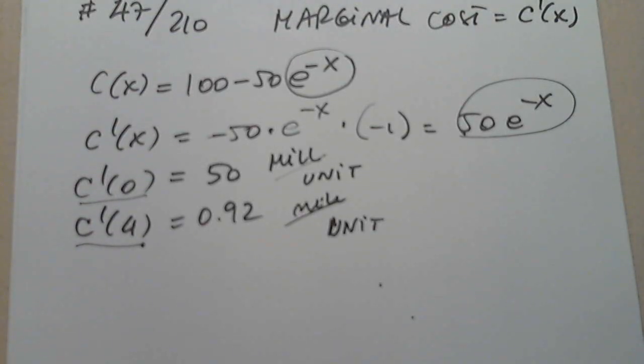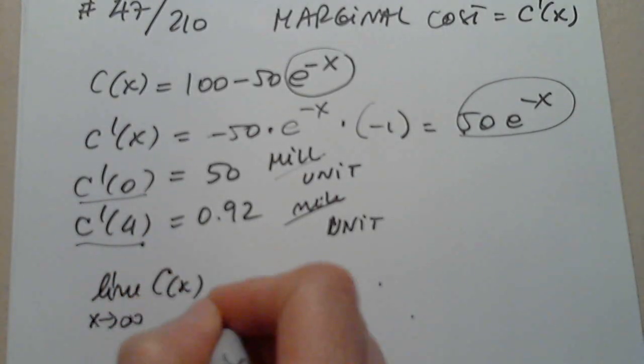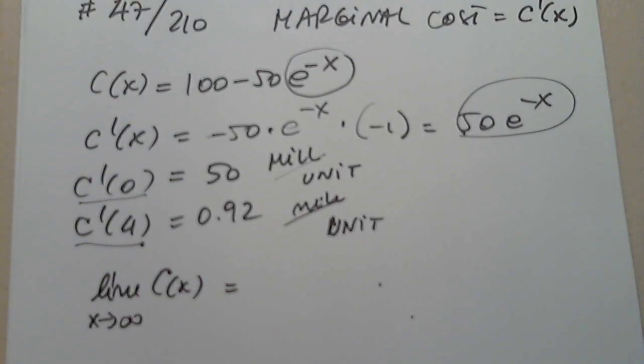Now, they also ask us to determine two limits. Let's determine the first limit. They say, find the limit as x approaches infinity of c of x. And you have it here because they're showing us the graph. What will be the limit? Look at the graph. Limit of c of x as x approaches infinity. What will you say? Based on the graph, as x approaches infinity, the function values get closer and closer to what? 100. Exactly.